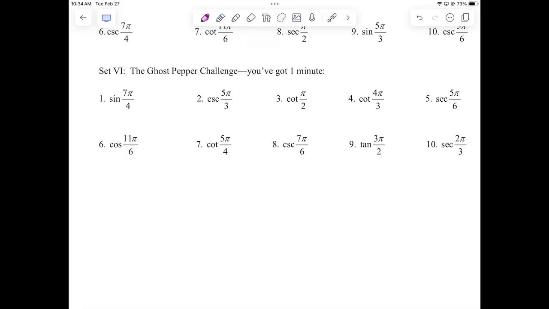That's unit circle. That's what it's all about, man. It's a lot of fun. I think you would agree. You can't disagree.